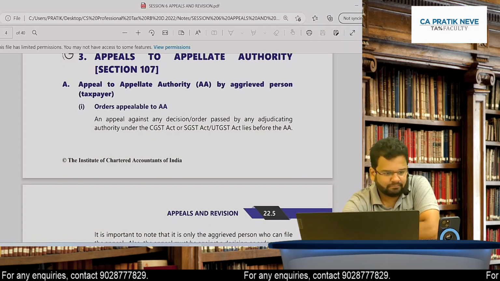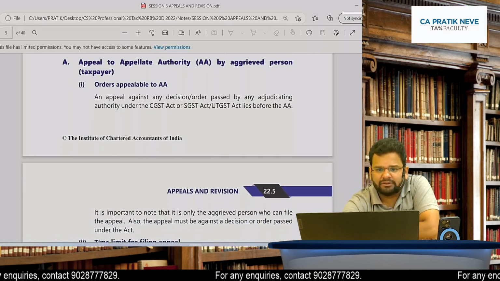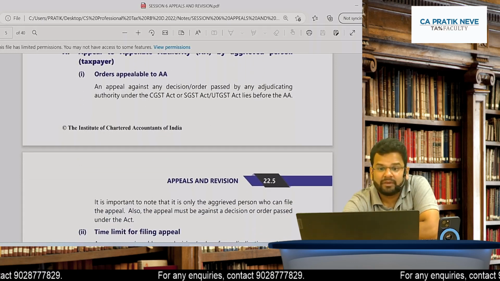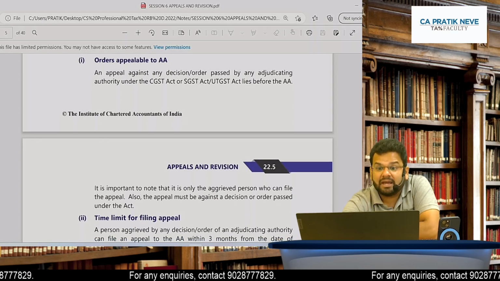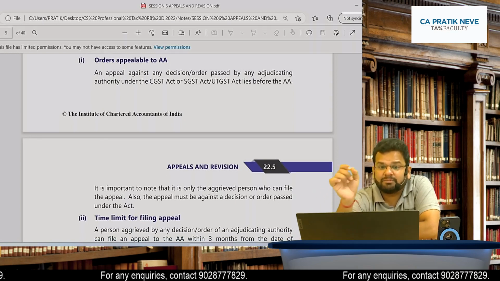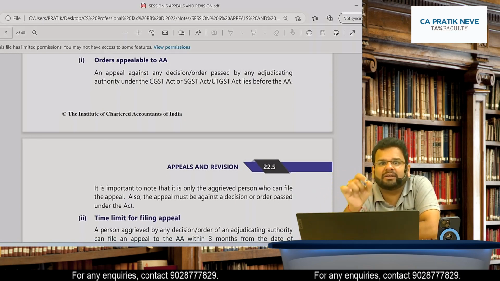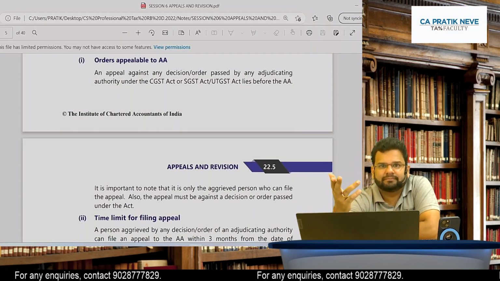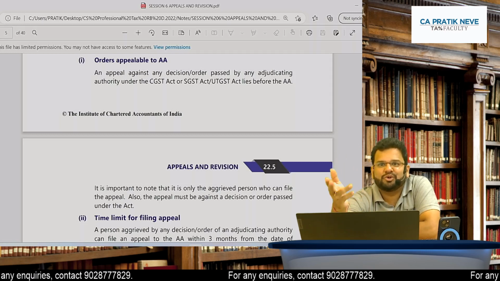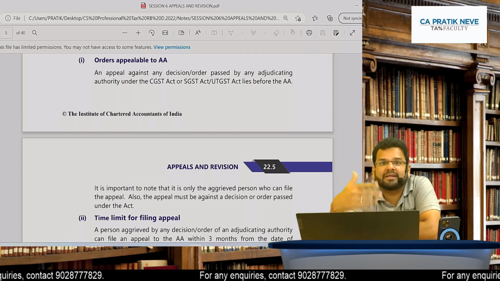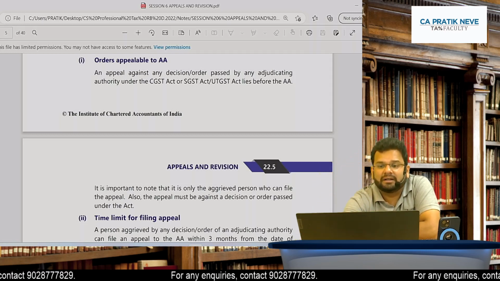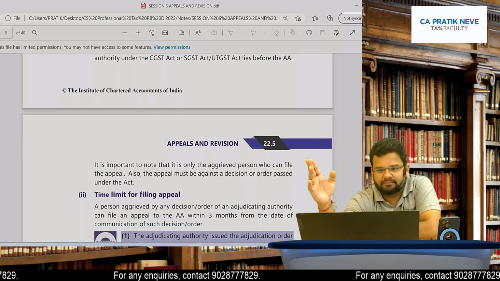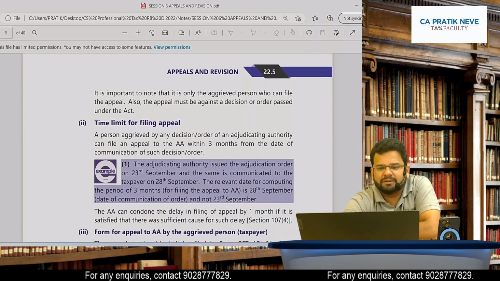See, appeal to the appellate authority by the aggrieved person. Now we are going into depth on a few points. An order against any decision or order passed by the adjudicating authority. Adjudicating authority means the authority who determined your liability, by virtue of issue of show cause notice and an adjudication order, under the CGST Act, lies before the AA.